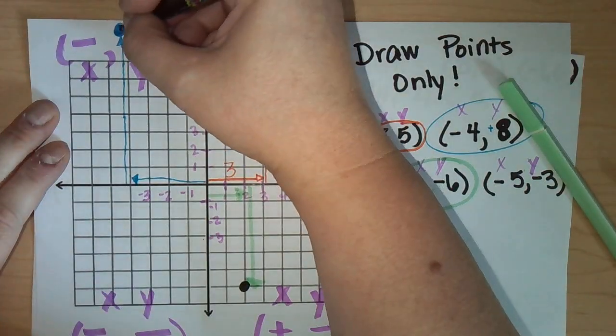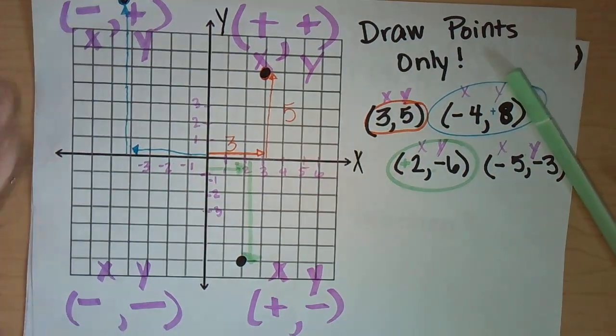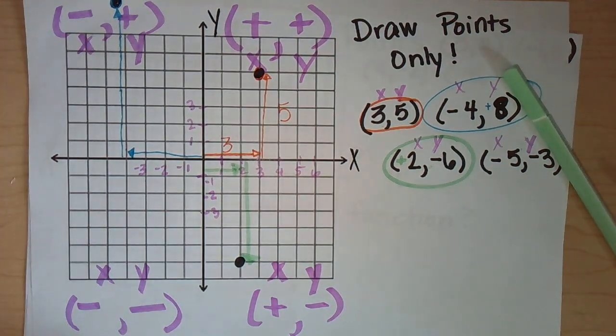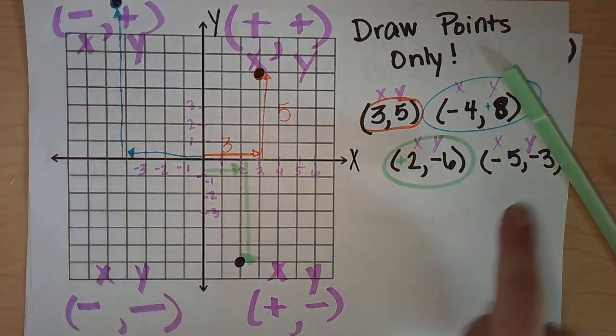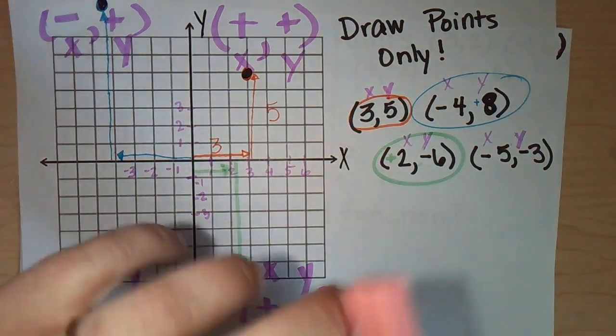And here were the other points. Okay, let's do this bottom left. It says we still have to do this negative 5, 3.